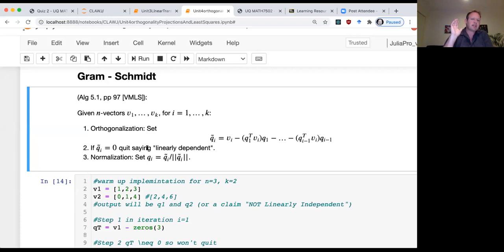There's also the version that just assumes that the given vectors are linearly independent. In this case, you don't even need step 2. Then you go to step 3. In step 3, we just normalize qi tilde. But if you don't have step 2, what can happen in step 3?